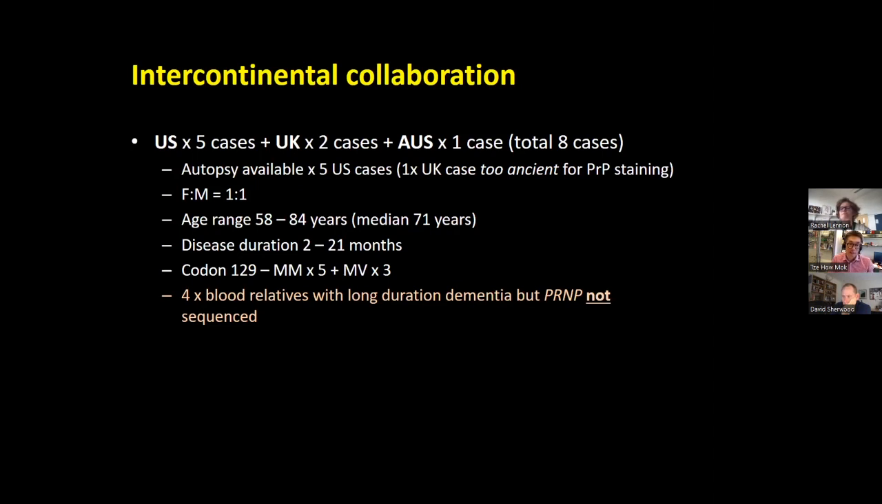The age range is squarely in the sporadic CJD peak range, and the disease duration between 2 and 21 months is consistent with sporadic CJD. And the codon 129 genotypes that we have are a mixture of MMs and then Vs. Interestingly, from this group of 8 individuals, there are 4 blood relatives also with long duration dementia, but from whom the prion protein gene is not sequenced. Now, we'll come back to this because I'm slightly uneasy about this, because we just don't know what they have. They could have, we'll come to that later.